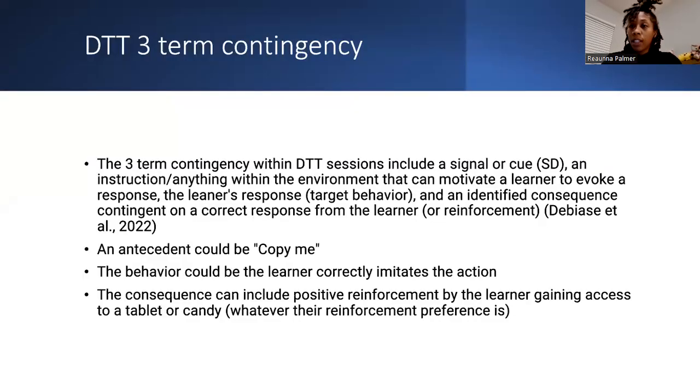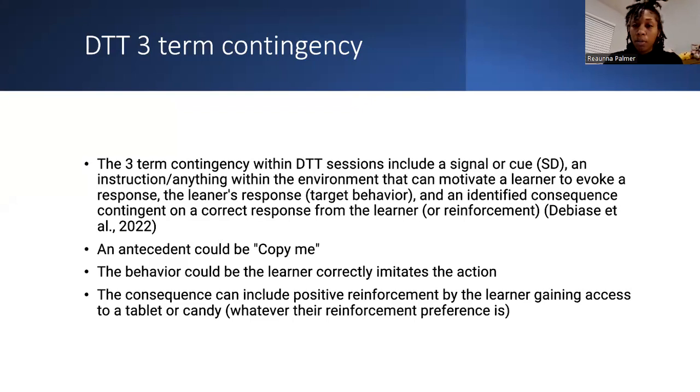So more so talking about the DTT three-term contingency. This is within sessions. There's always going to be the SD, which is going to be our antecedent, that discriminative stimulus or a signal or a cue. It's going to be an instruction or anything within the environment that can motivate a learner to evoke a response.